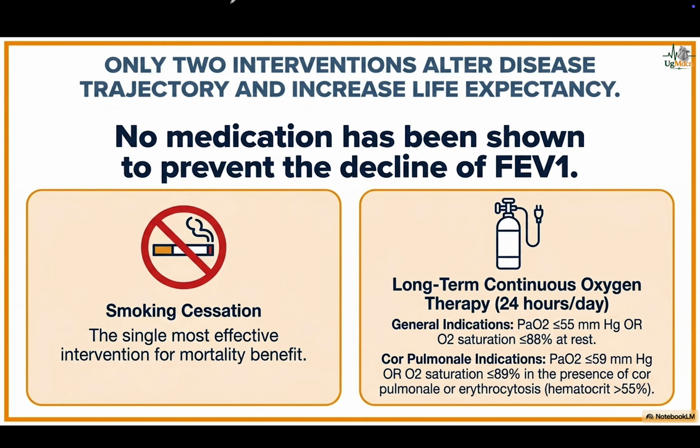This is a frequent exam topic. Only 2 interventions have been shown to increase life expectancy in COPD. First is smoking cessation, the single most effective intervention. Second is long-term continuous oxygen therapy, 24 hours per day for patients with a partial pressure of oxygen less than or equal to 55 millimeters of mercury or O2 saturation less than or equal to 88%. No medication, including inhalers, has been shown to prevent FEV1 decline.